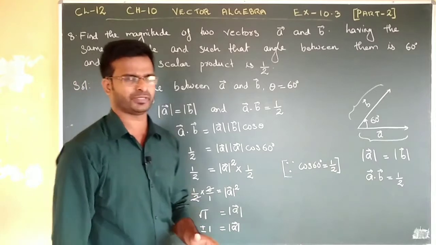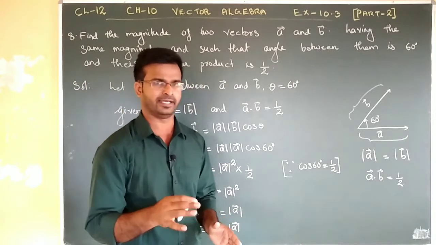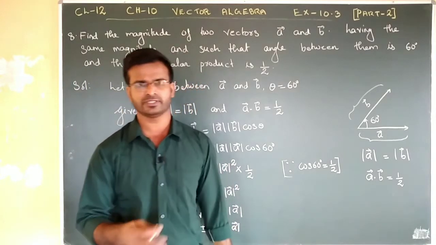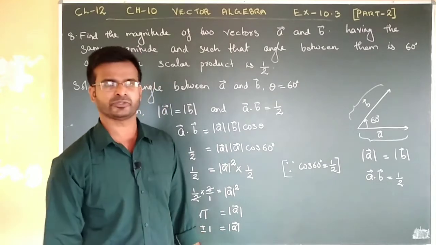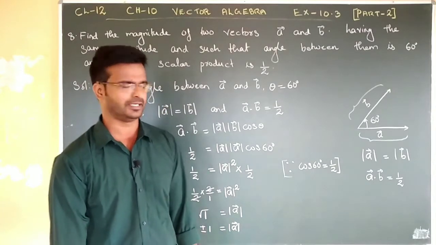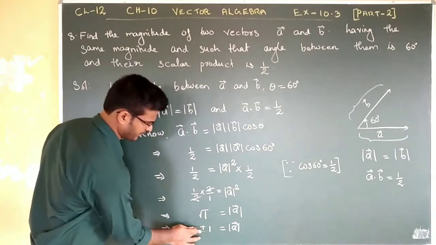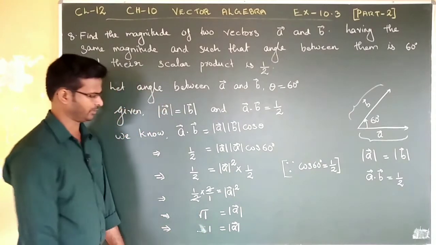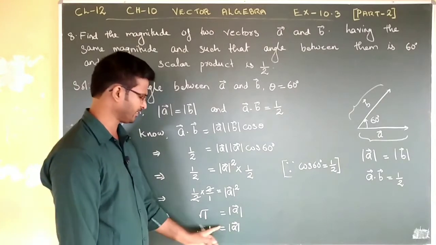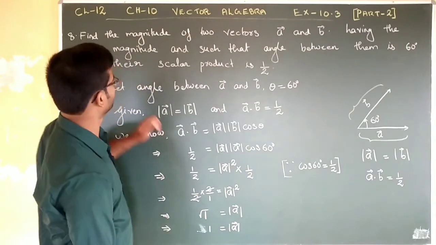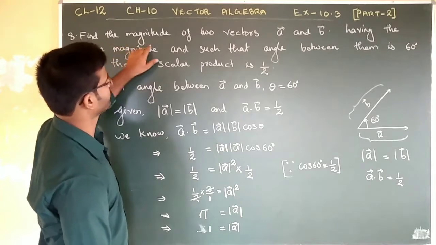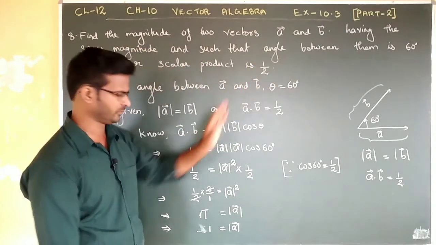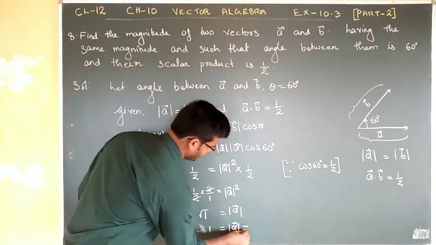You know, magnitude means length of a vector. A length cannot be negative. We always take a positive quantity only in the case of length. Then we cannot use minus here, only plus 1. And our magnitude of A vector is 1. But we have to find the magnitude of two vectors. So what will we do? Check it.